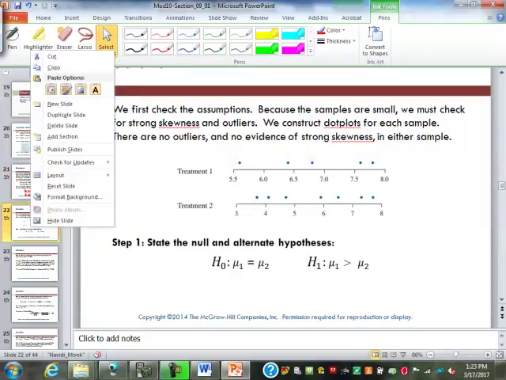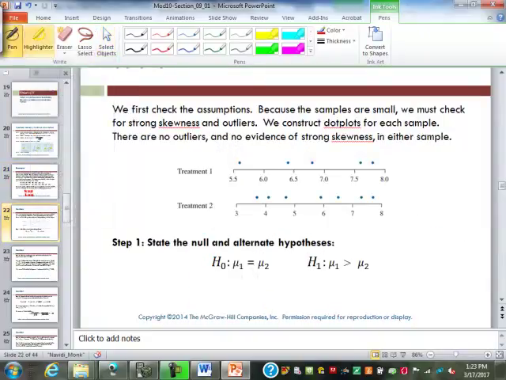So we've got them plotted there. Here are our hypotheses, just as we predicted. The null is that they're equal. The alternative is that 1 is bigger than 2, or 2 is smaller than 1, however you want to word it.